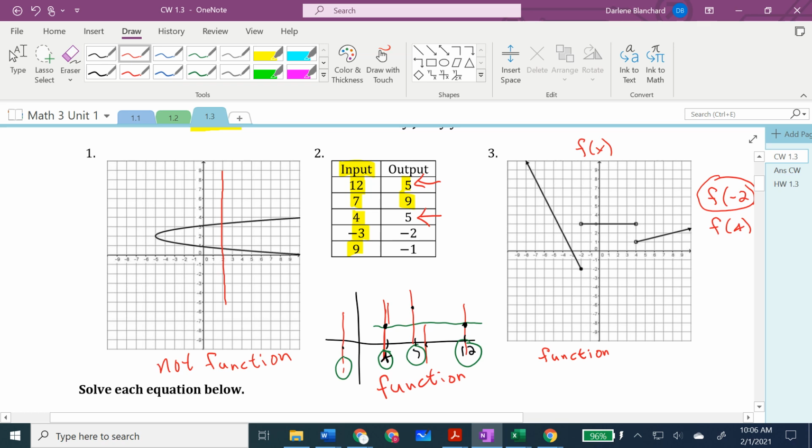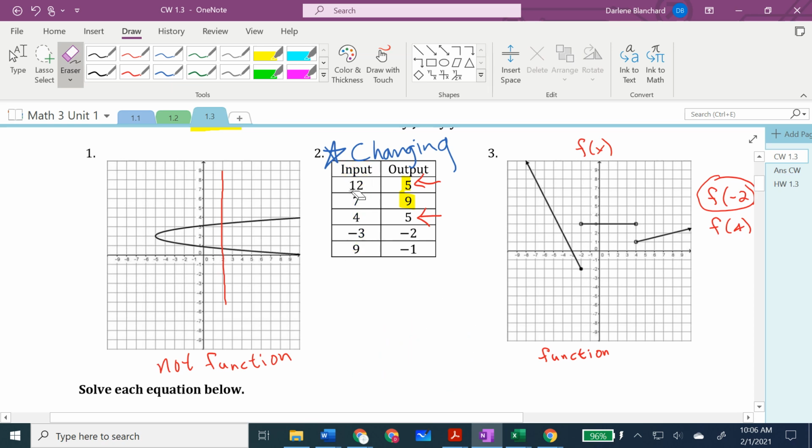And now I'm going to change it. And it's very important that I say I am changing this function that I'm working with. I'm going to erase what I drew down here, and I'm going to add another line on. This would not be a function because the input number of 7 has 2 different outputs.